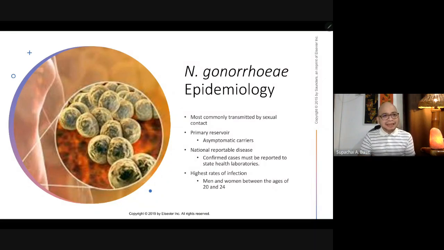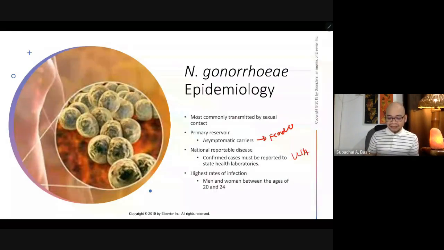Neisseria gonorrhoeae is commonly transmitted by sexual contact. The primary reservoir are actually asymptomatic carriers, and the majority of those asymptomatic carriers are female. It is also considered a nationally reportable disease, so confirmed cases must be reported to state health laboratories. This is in the case of the USA.